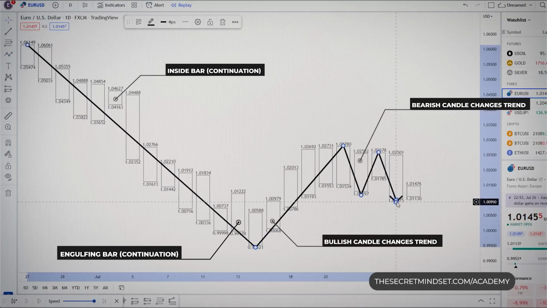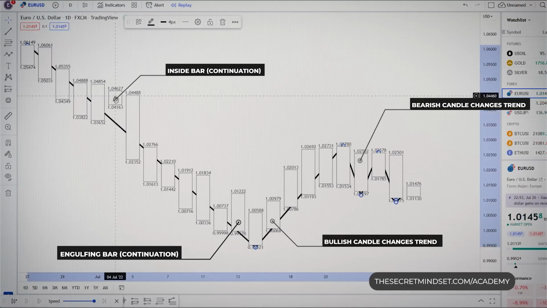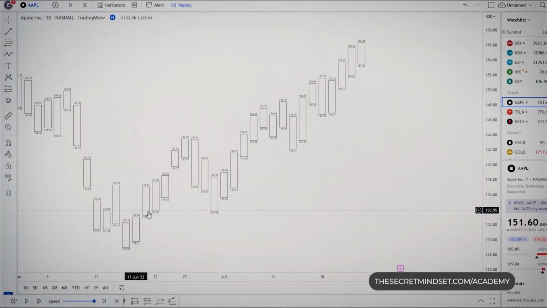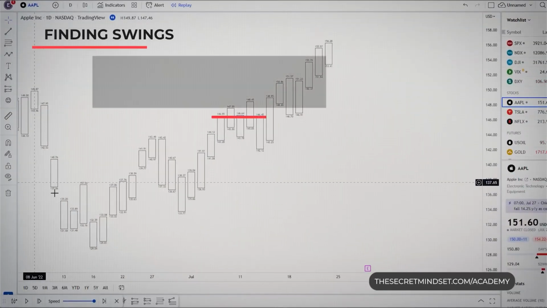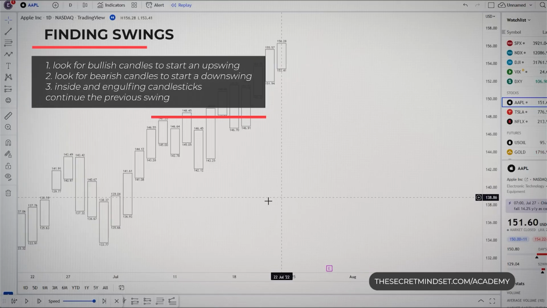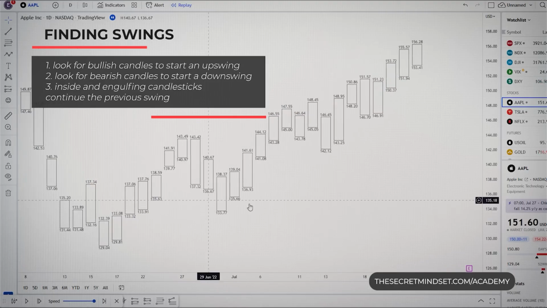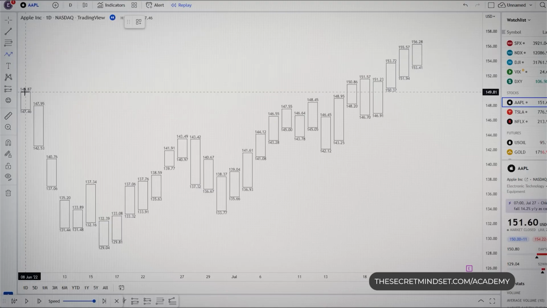These bars are inside candlesticks and engulfing candlesticks, and they don't affect the direction of the market swings. Let's change markets and find the market swings based on this system. You simply look for bullish candles to start an upswing and to confirm the end of a downswing, and for bearish candles to start a downswing and to confirm the end of an upswing. And you include the inside candlesticks and engulfing candlesticks in the respective swings.